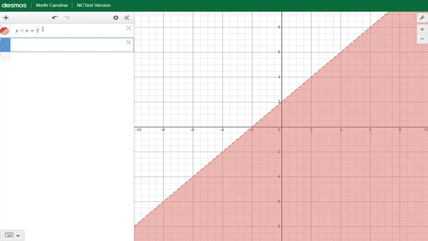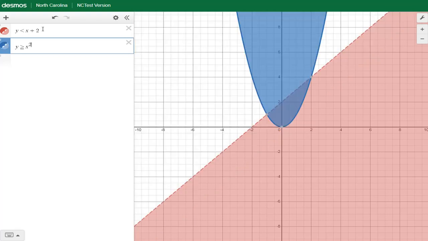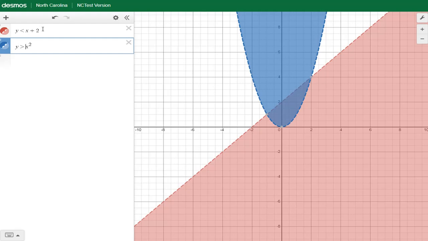So now let's go ahead and put the second part on there. That's going to be y is greater than x squared. So that's going to be a parabola. And let's get our square here. Okay, so keep in mind, if this had been an equation, what we'd be looking at is a parabola, and it's going to be greater than this. So then it's going to be shaded above the graph.